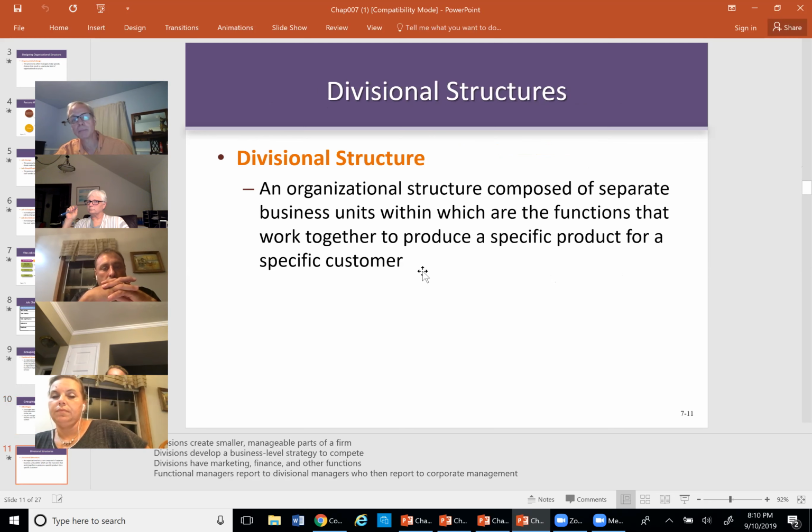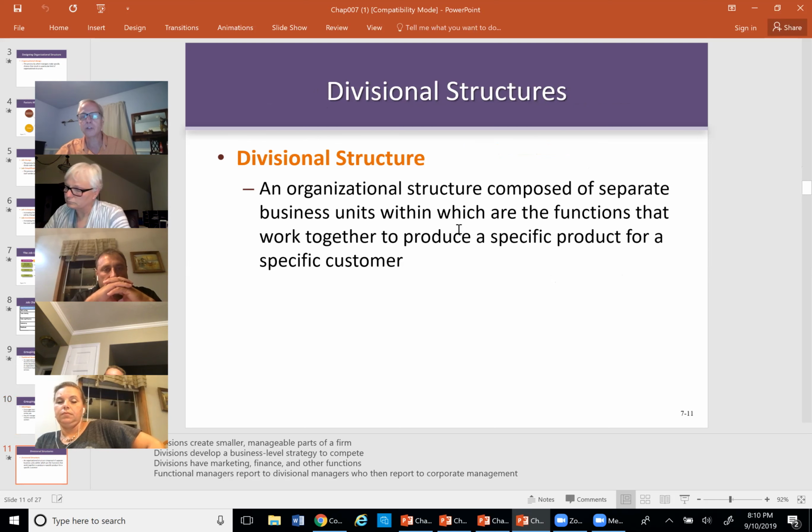Often organizations, particularly big corporations, have divisions: an organizational structure composed of separate business units, which are the functions that work together to produce a specific good. So I mentioned General Electric has a division building jet aircraft engines. They have another division building refrigerators, our large appliances. And those two get treated as separate companies. If they need to, they'll help each other, but they're through corporate, but they're generally treated as separate companies.